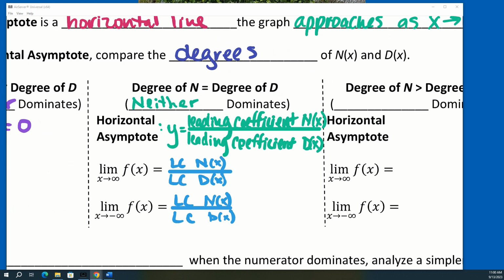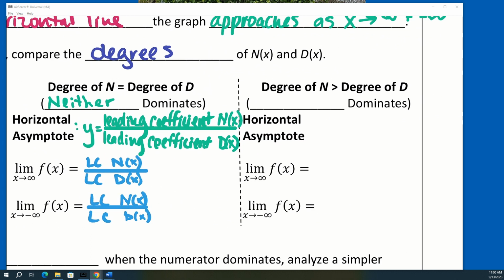All right, and then the last situation is when the degree of the numerator is the greater one. It's the one that dominates. And whenever the numerator dominates, it never levels off. It's just going to either keep getting bigger and bigger and bigger.